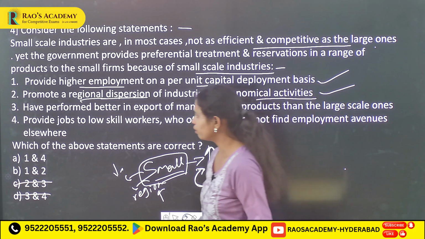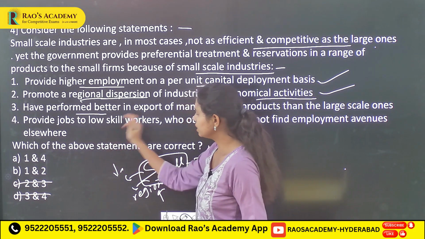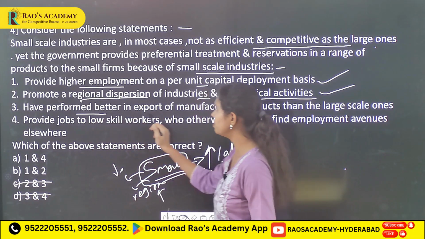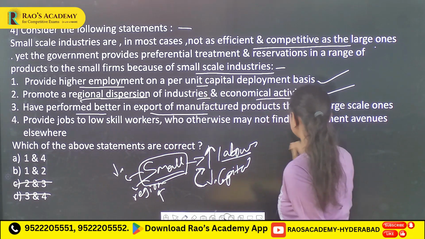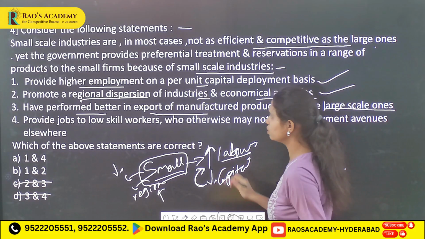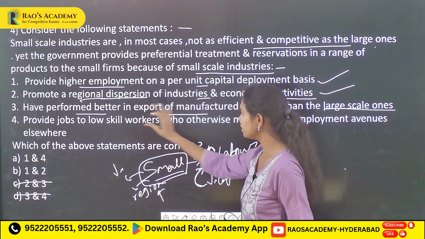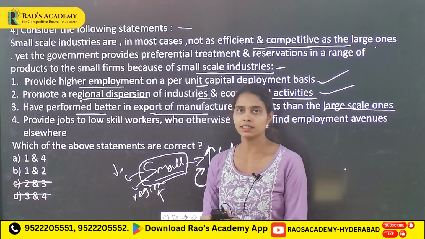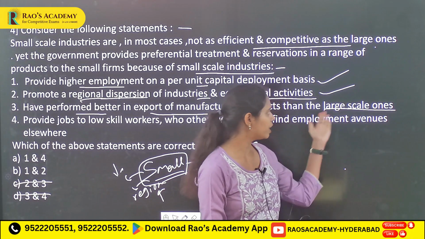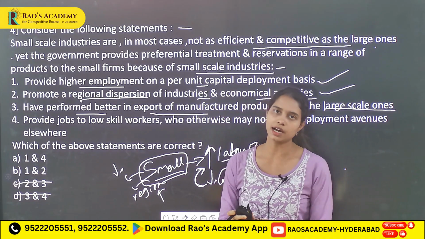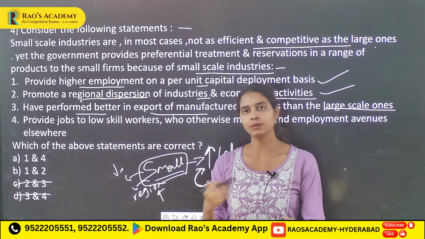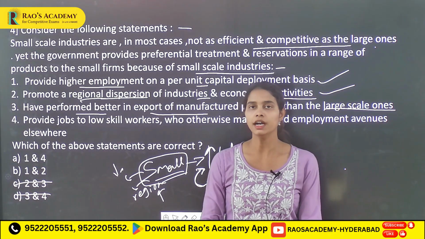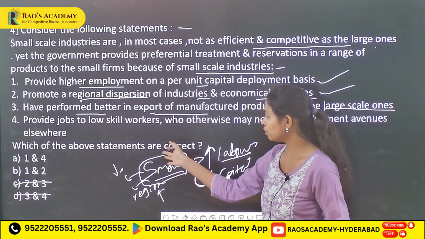Then followed by, the small scale industries have performed better in export of manufactured products than the large scale ones. Usually, if it had been given only regarding the export of manufactured products, it would be a correct one, but it gives the comparison with the large scale ones. Usually the large scale industries were greatly responsible for the production as well as the export of different products when compared to the small scale industries.